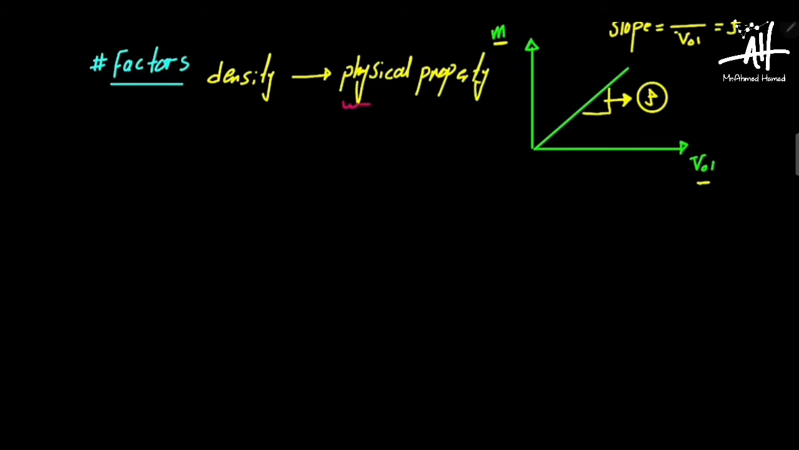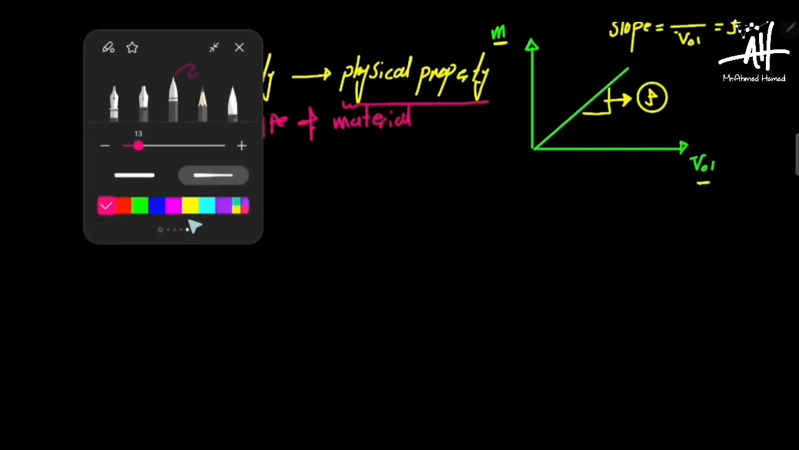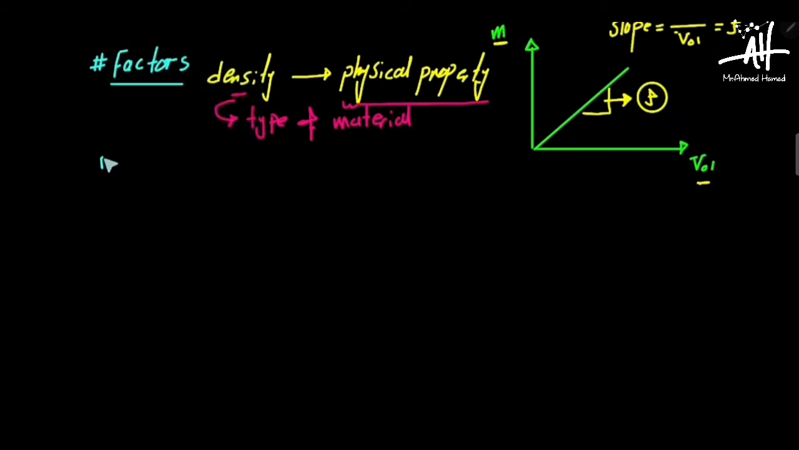The word physical property means that the density will not change unless you change the material itself. So the word physical property means that the density is related to the type of the material. So the first factor that can affect the density is the type of material.